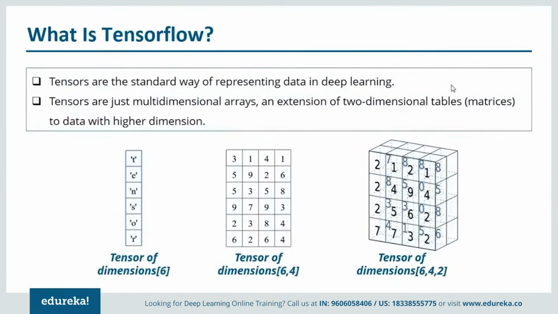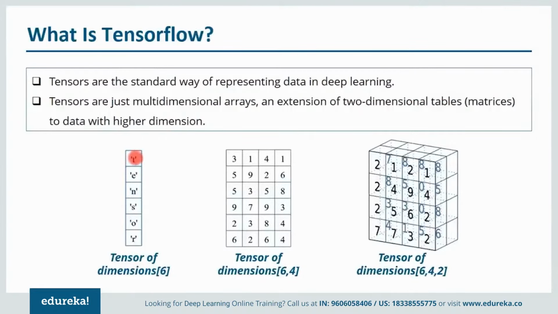Now what is TensorFlow? As I've told you earlier as well, we use the TensorFlow library in order to implement deep learning models. And the way the data is represented in a deep learning model is called tensors. Now what are tensors? Tensors are just multi-dimensional arrays, or you can say an extension of two-dimensional tables, matrices, to data with higher dimensions.